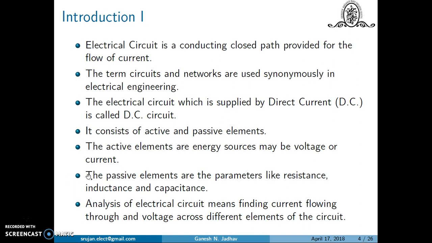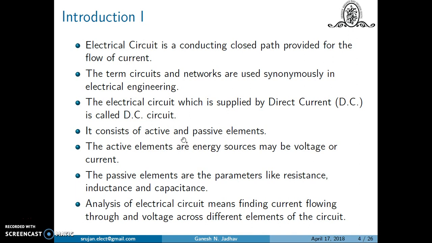Electrical circuit is a conducting closed path provided for the flow of current. Electrical circuit is only what? A closed path provided for the flow of current. In terms of circuits and networks, the words are used synonymously in electrical engineering. Circuits and network are both similar words. The electrical circuit which is supplied by the direct current is called a DC circuit. Okay, the electrical circuit which is supplied by the DC current is known as the DC circuit.